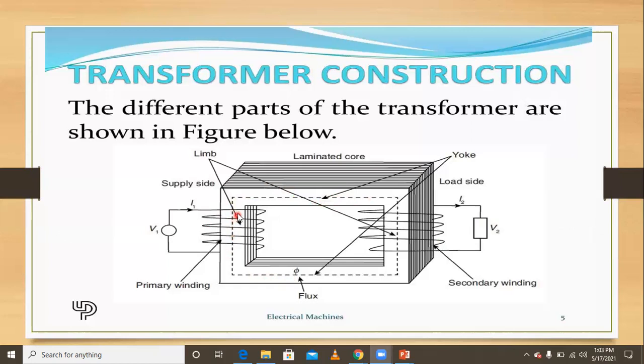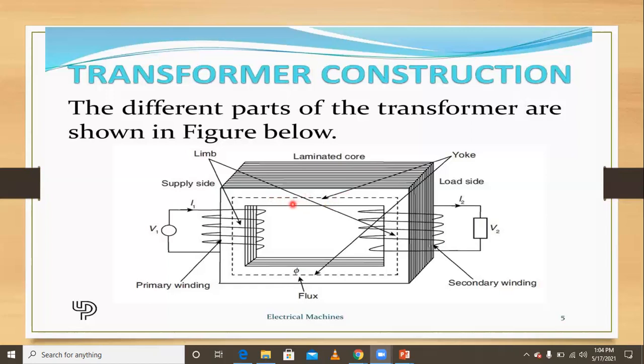Why is silicon used in a transformer? Because silicon has high permeability and low reluctance. From the magnetic point of view, it is called reluctance. From the electrical point of view, it is called resistance.